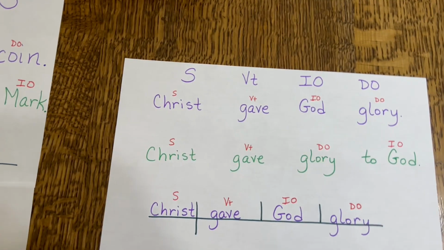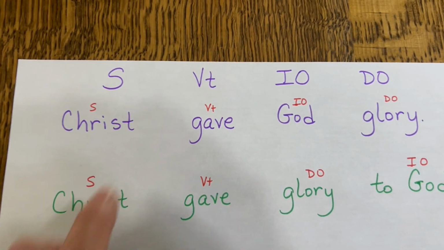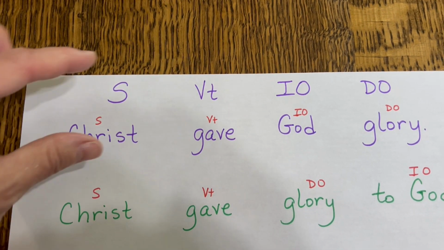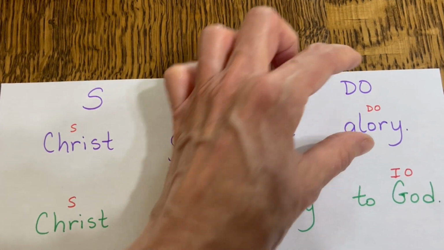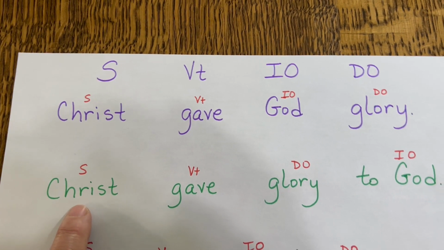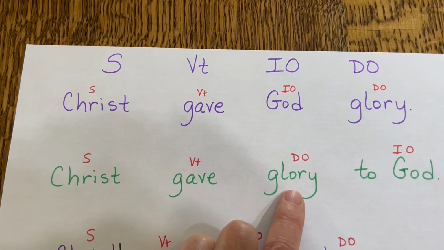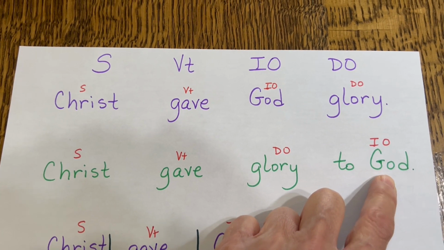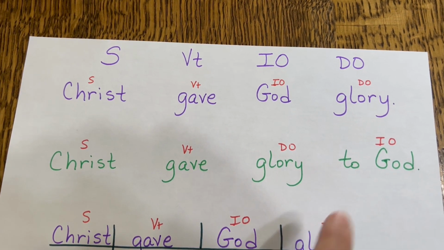Let's go over here. The first example that Mr. Henley says is Christ gave God glory. And that's, of course, SVTIODO. Here's the second way you can do it. Christ gave glory, because that is the direct object. It's what he gave to God, the indirect object. God is receiving glory right here.